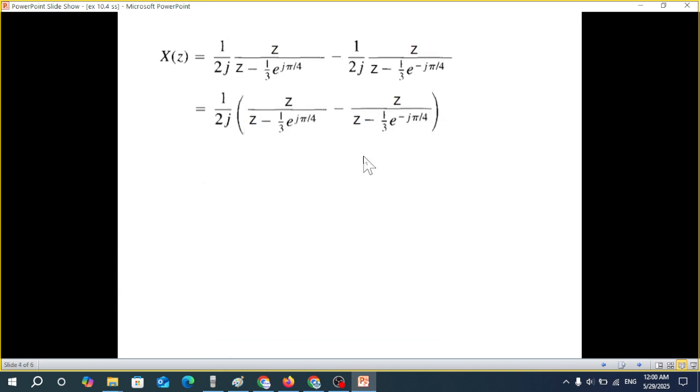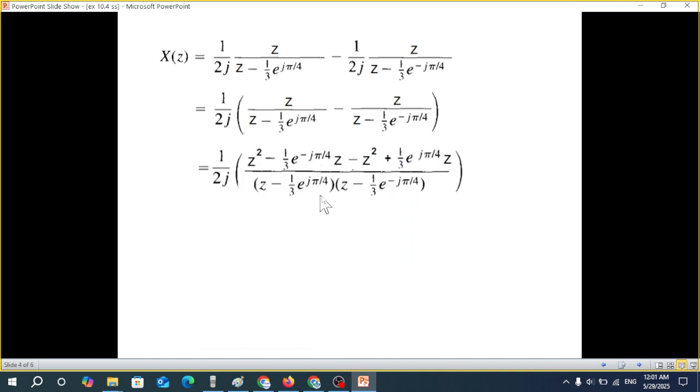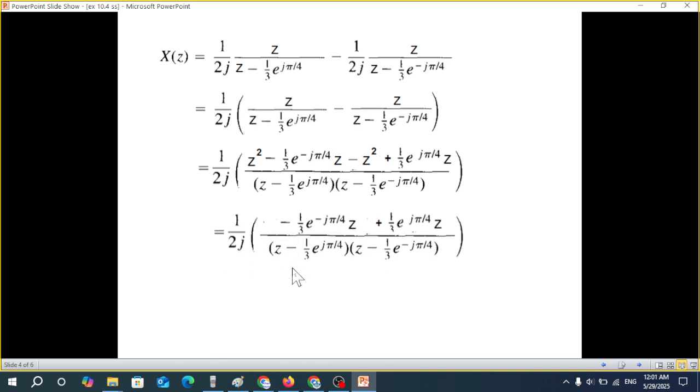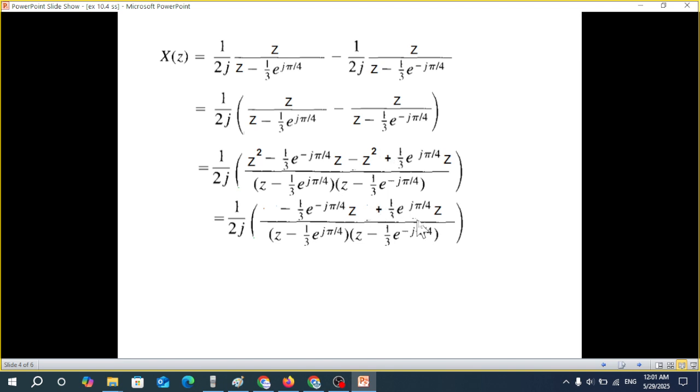Okay, from here we now take 1 over 2j common. So we get this relation. And we can now take the LCM of the two and try to solve this. The z squared and minus z squared will get cancelled. I hope you can do this. We multiply these two here and minus multiply these two here. So z squared gets cancelled, and this term remains at the top.